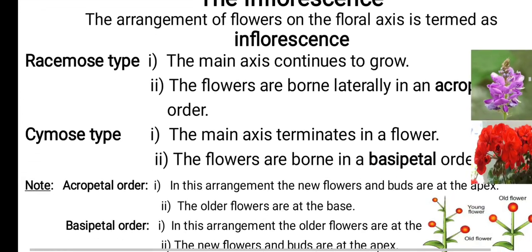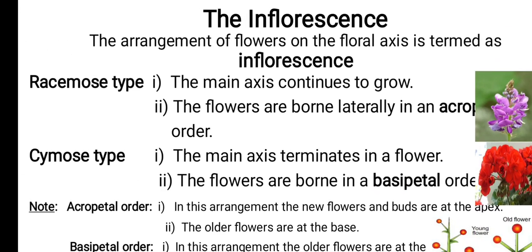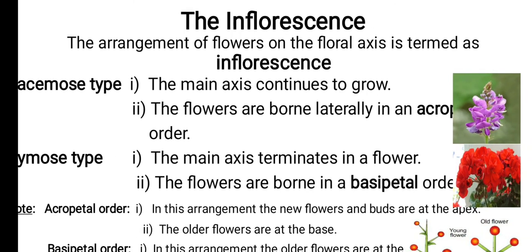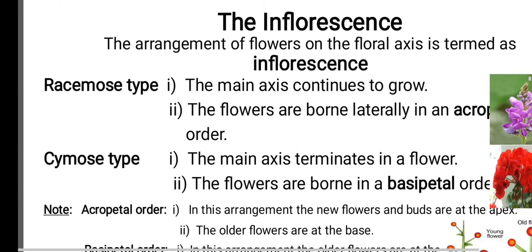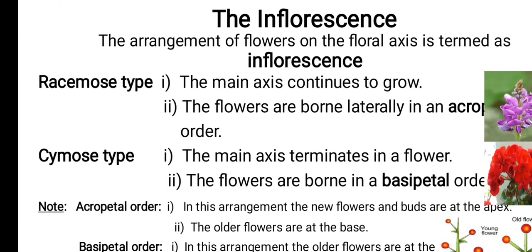Then comes the inflorescence. What is meant by inflorescence? The arrangement of flowers on the floral axis is termed as inflorescence. The arrangement of flowers on the floral axis is not at all same in all the plants. They differ from plants to plants. So, as per the arrangement of flowers on the floral axis, the inflorescence is divided into two types. One is racemose type, another one is cymose type.